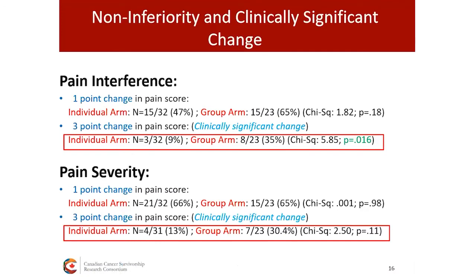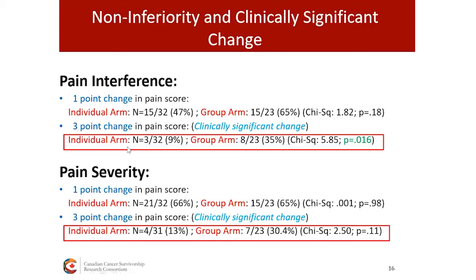So we also determined the proportion of patients with a 1 point change and a 3 point change in the pain scores across both arms. As we can see here, for the pain interference, a 1 point change happened in about 47% of the patients in the individual arm, and in about 65% of the patients in the group arm. So subjectively, we can assess that there was a bigger proportion of group acupuncture patients who experienced a 1 point change in the pain score, although it was not significant. So the pain change score was more or less similar across both arms.